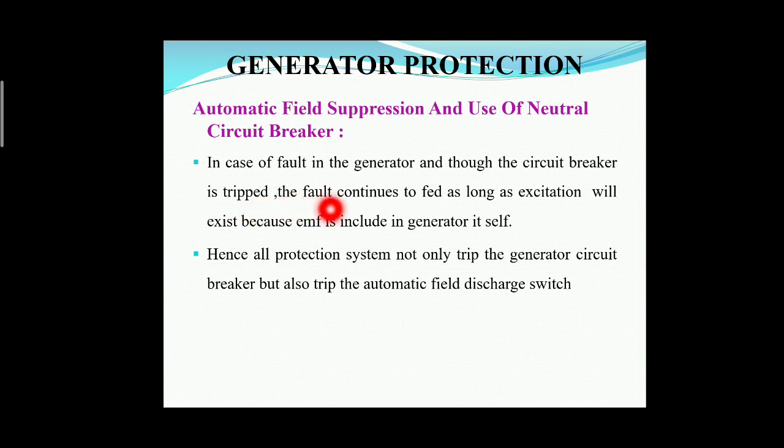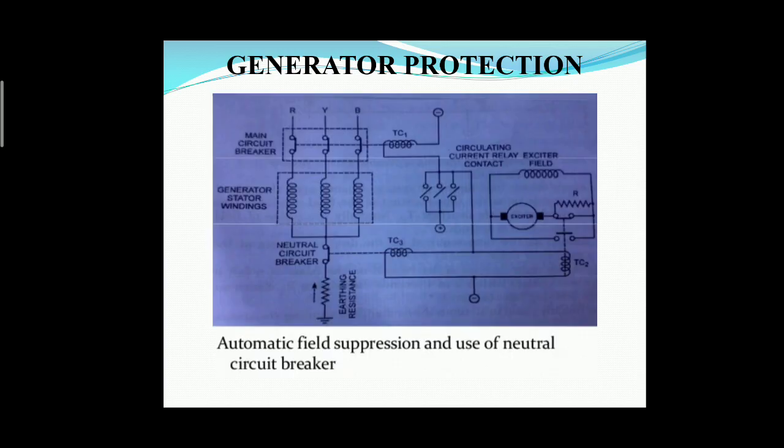When the fault is obtained, the circuit breaker is tripped, but the fault continues to be fed as long as the excitation exists, because the EMF is induced in the generator itself. Hence, all the protection systems not only trip the generator circuit breaker but also trip the automatic field discharge switch.